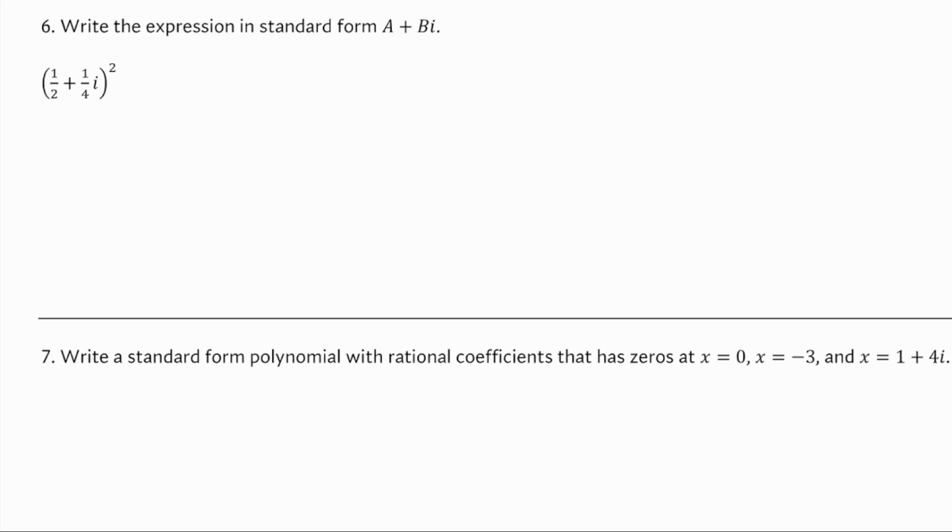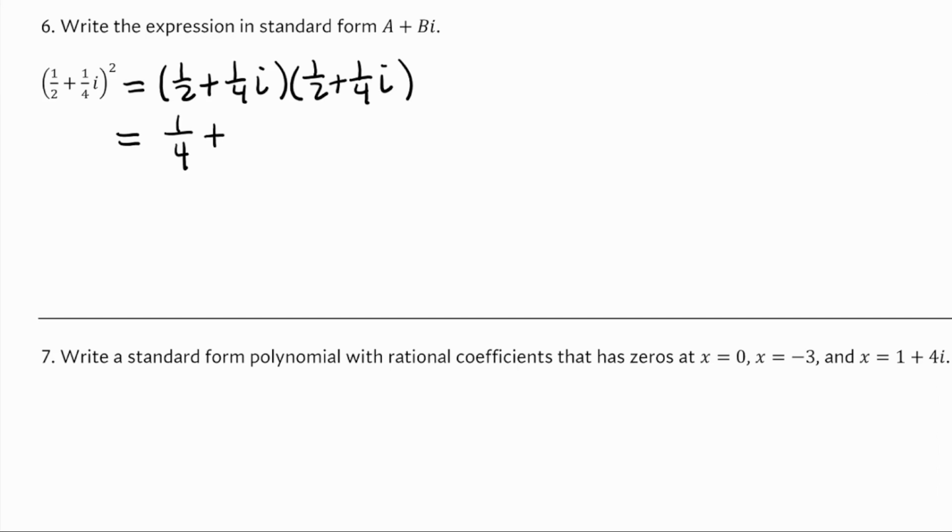All right, write the expression in standard form. Okay, so we're going to need to multiply this one out. 1/2 plus 1/4 of i times 1/2 plus 1/4 of i. Okay, we're going to multiply this out. 1/2 times 1/2 plus 1/2 times 1/4 of i, that would be 1/8 of i. 1/4 of i times 1/2, that would be another 1/8 of i. And then the last two would be 1/4 times 1/4 is 1/16 of i squared.